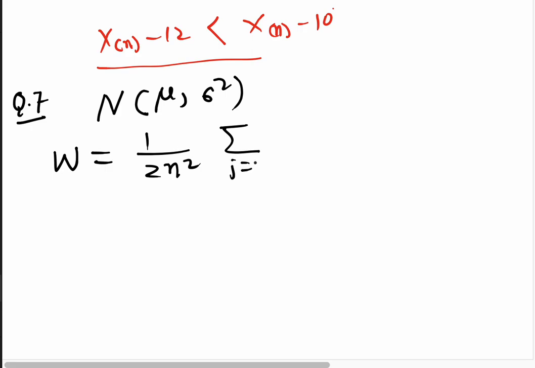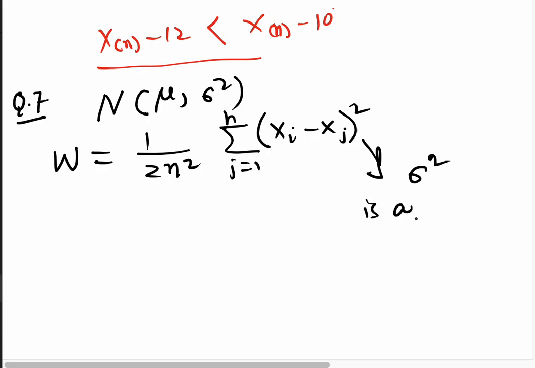Now we have to check. Define W estimated as 1 by 2n square, summation of j equal to 1 to n, xi minus xj, its square. Then we have to check whether this estimator for sigma square is an estimator which is unbiased or consistent or not.